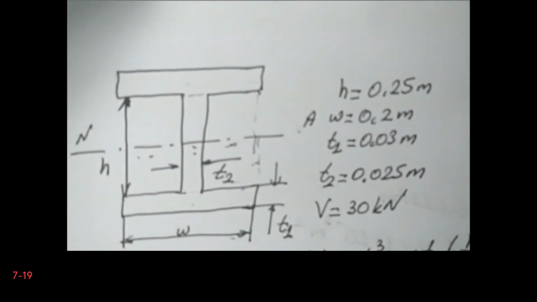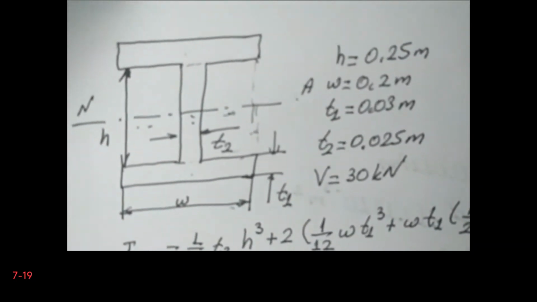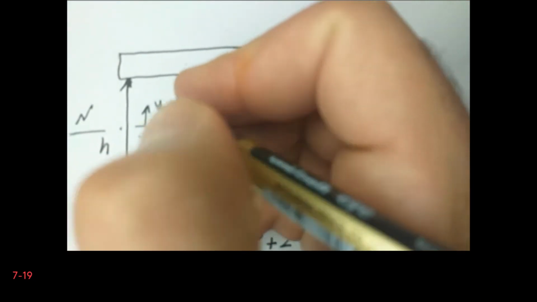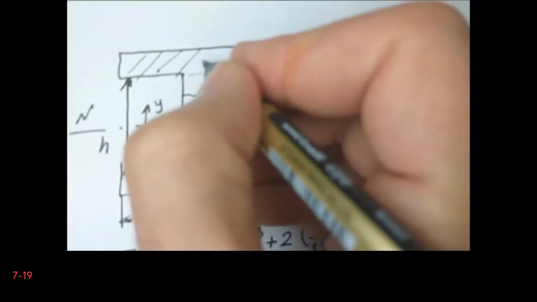Now we will calculate the first moment of the area for an arbitrary location above the neutral axis. So for this purpose, I put a reference coordinate system on the neutral axis. So let's say that this is y. In fact, now I will consider the moment of the area above this location.